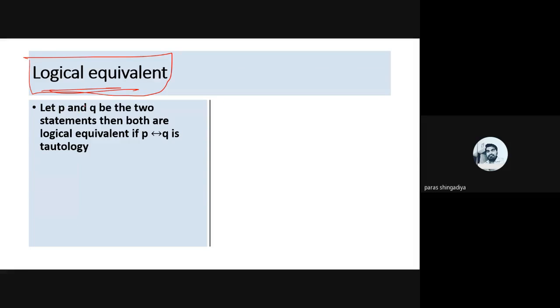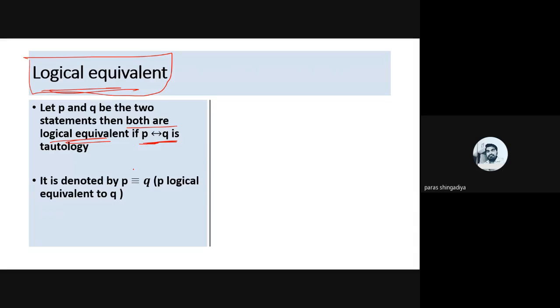They are two arbitrary compound statements you can consider, and we say P and Q are logically equivalent if P biconditional Q is a tautology. Hence we check both compound statements, apply the biconditional rule to both, and if the final answer is a tautology, then we can say both compound statements are logically equivalent.